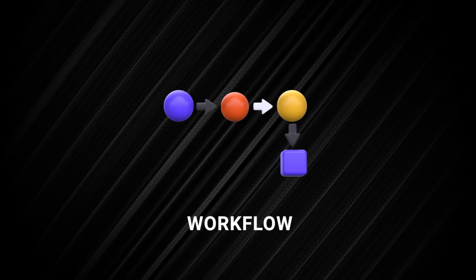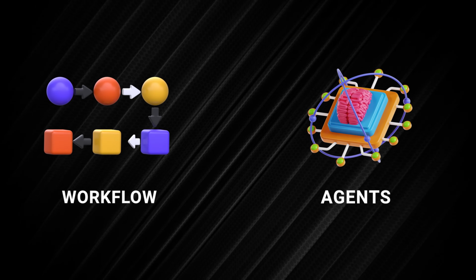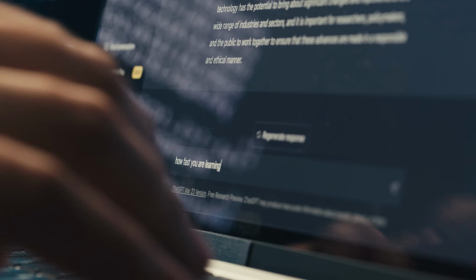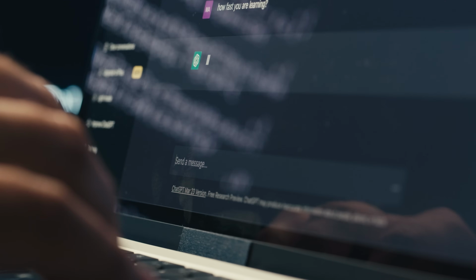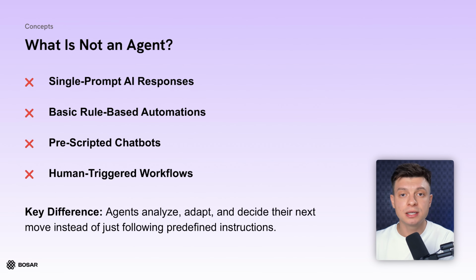So the key distinction is that workflows follow a script, while agents think and adapt in real time. Let's also clarify what is not an AI agent. Single prompt AI responses. If you enter a prompt and get a one-time response, like asking ChatGPT a question, that's just an LLM query, not an agent. Agents remember context and take multiple steps toward a goal.